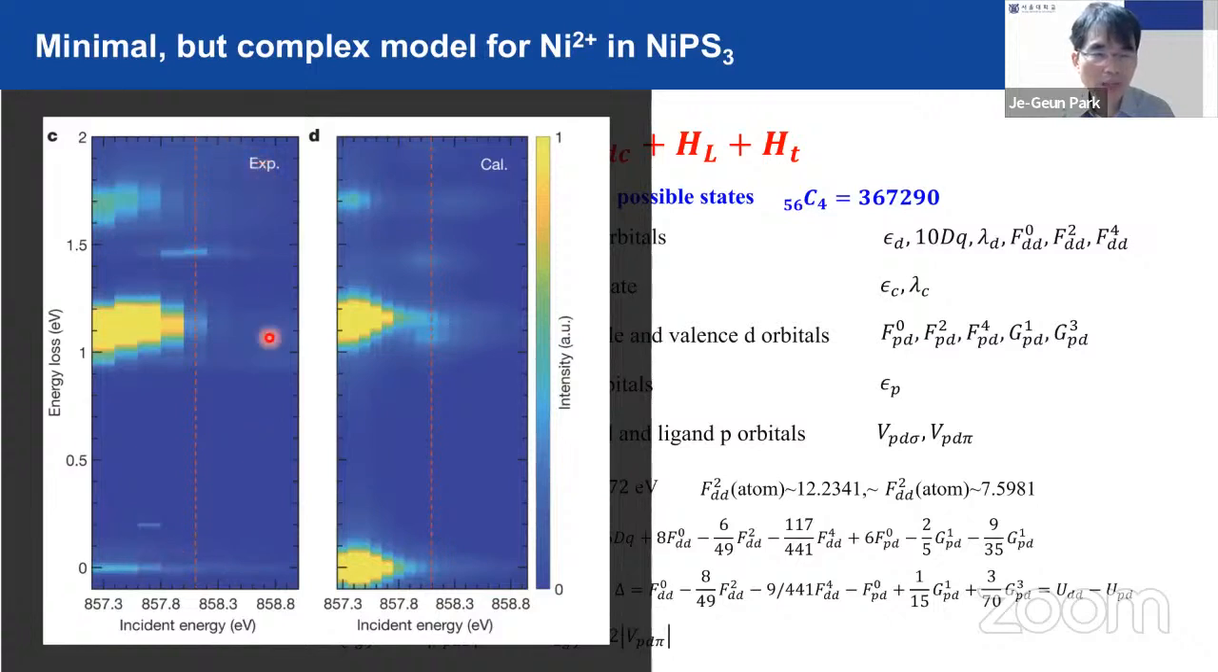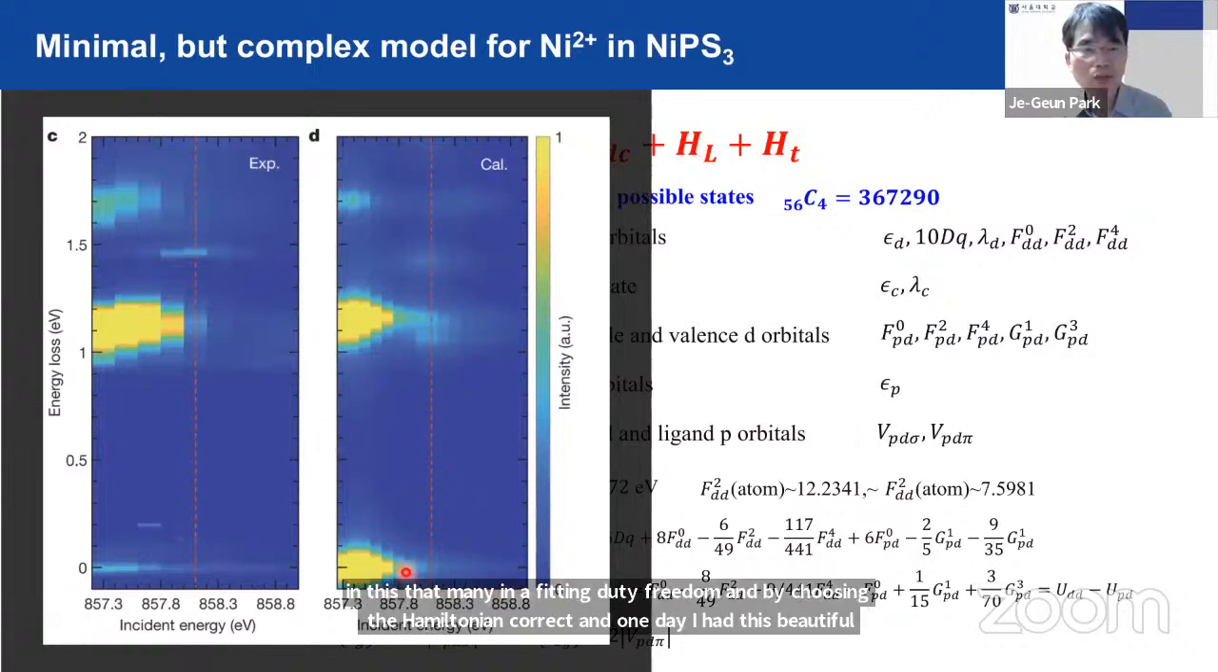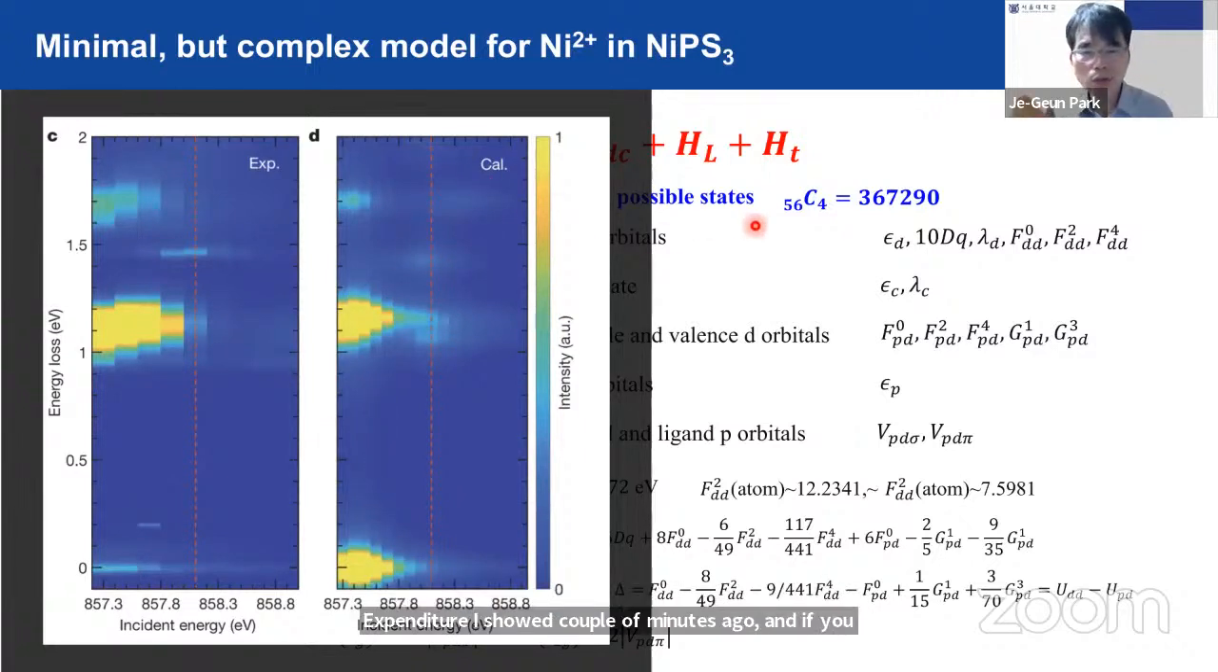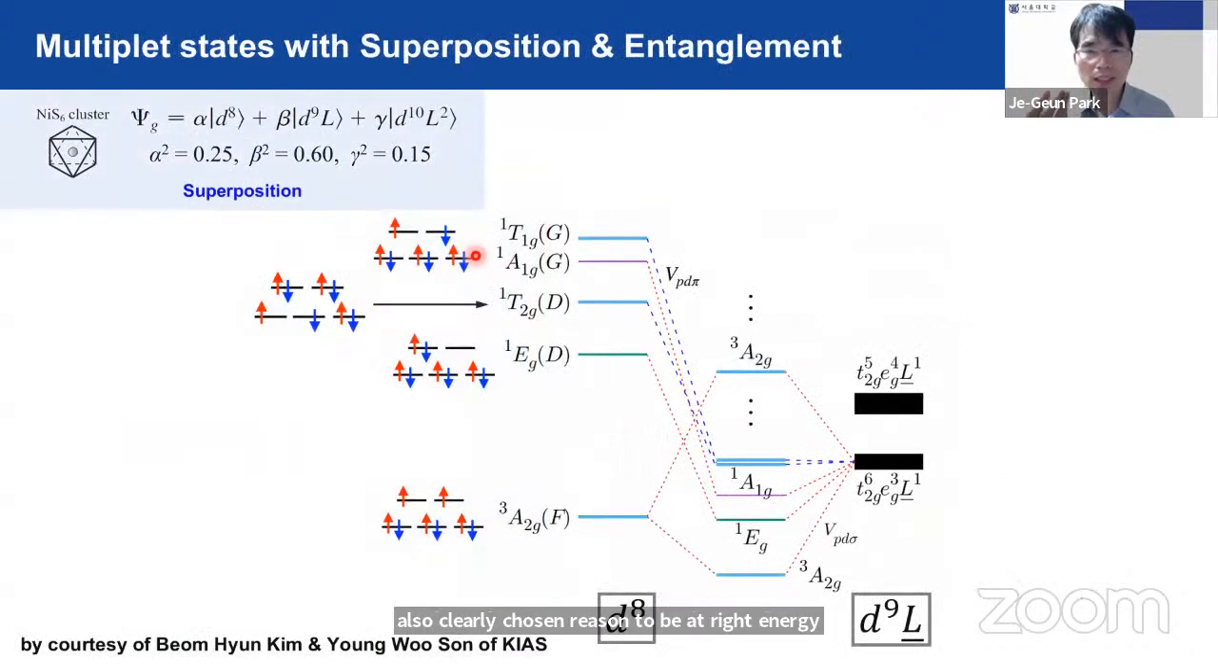The figure on the left is the experimental data I showed a couple of minutes ago, and the figure on the right is the theoretical calculation done using the Hamiltonian I just described. You can see these important 1.4 eV features are there in theory, and it also clearly shows resonant behavior at the right energy. This great agreement between theory and experiment gave us enough confidence in our theoretical calculation, so we decided to examine each quantum state.